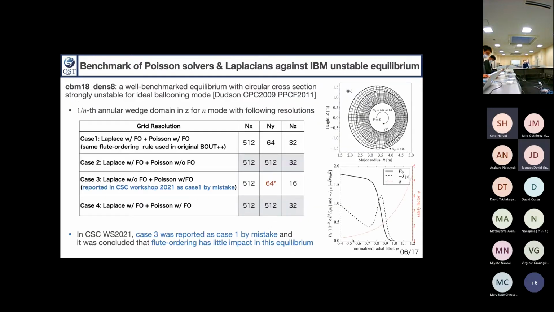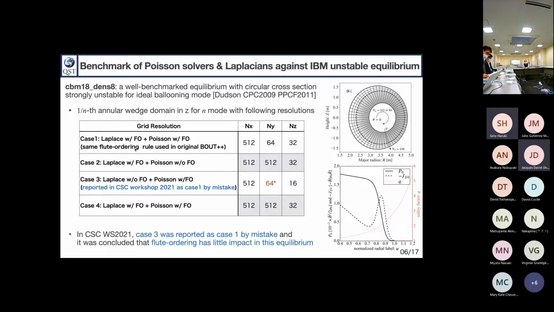A well-benchmarked equilibrium with circular cross-section, strongly unstable for the ideal ballooning mode, is employed in this study. The linear growth rate of the ideal ballooning mode is calculated as a fundamental mode of a 1/n annular wedge torus domain in the toroidal direction for n modes, with the following four sets of differential operators here.